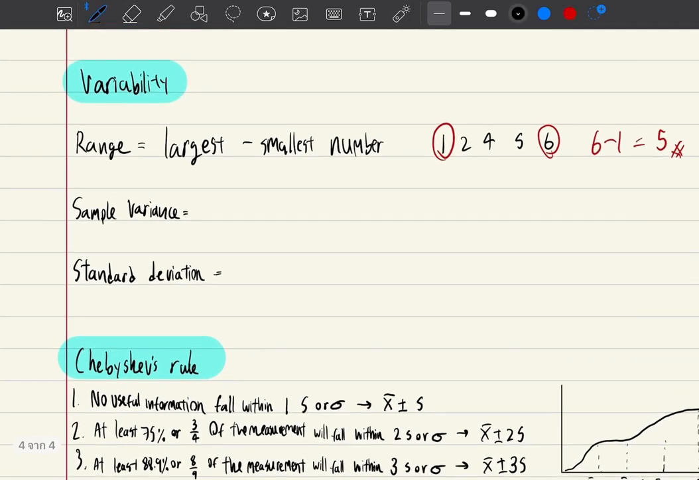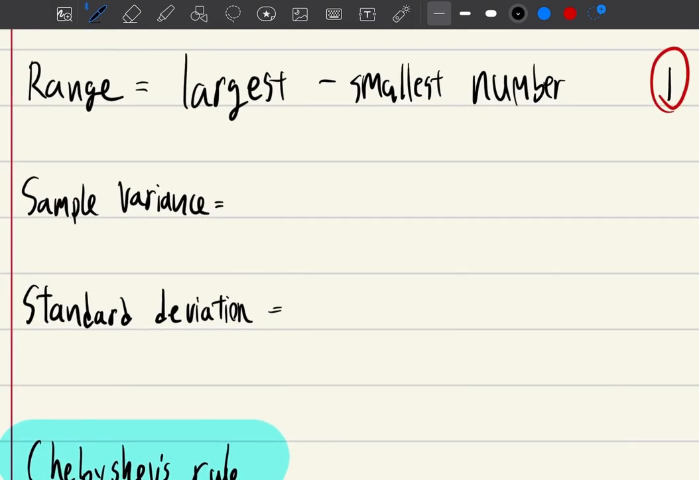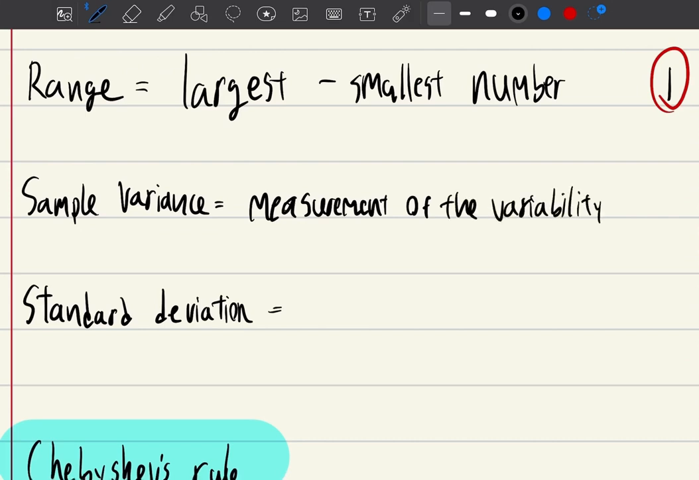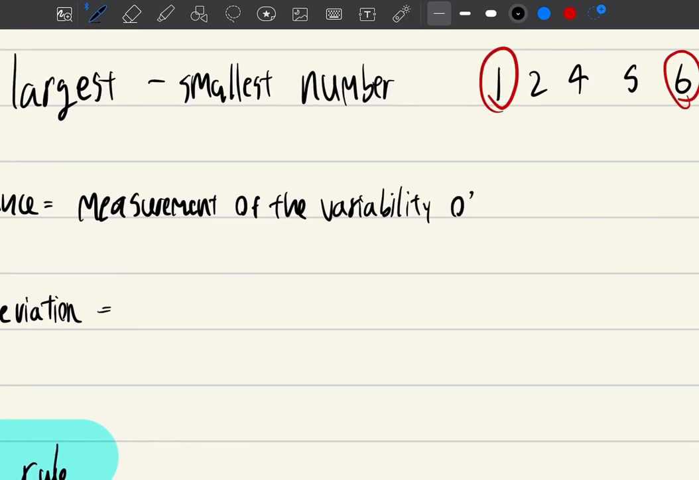The next one is sample variance. The sample variance is the measurement of the variability of a dataset.